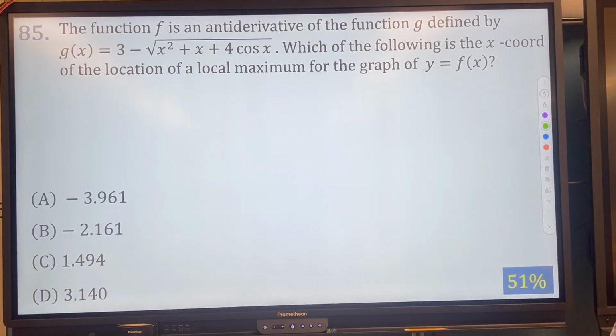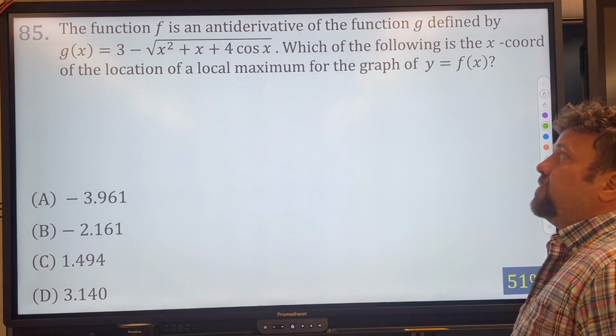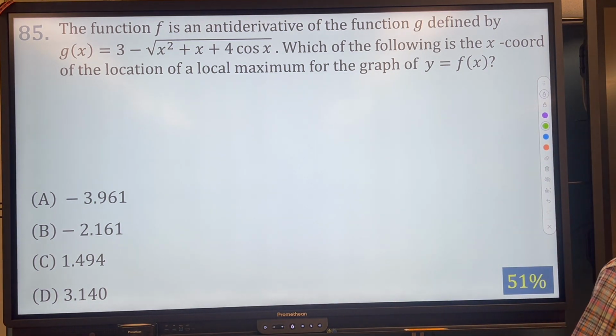All right, number 85. The function of f is an antiderivative of the function of g, defined by g of x equals 3 minus the square root of x squared plus x plus 4 cosine x. Which of the following is the x-coordinate of the location for a local maximum of the graph of y equals f of x? Ooh, that's a lot.